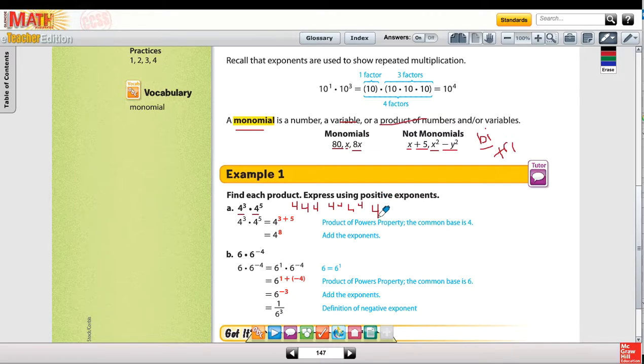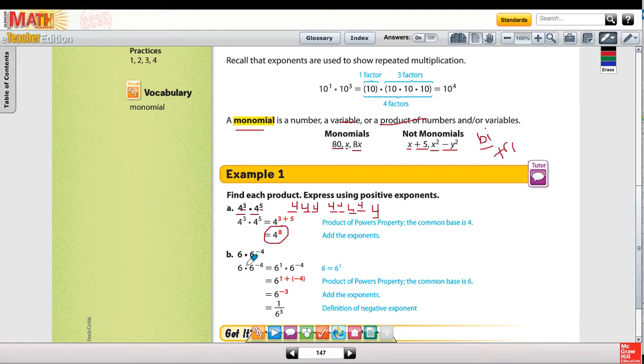So it's not some made-up rule that you just add the exponents. It's because if you wrote out all of the 4s, we'd have 1, 2, 3, 4, 5, 6, 7, 8 of them. So we write that as 4 to the 8th power. The shortcut, or the rule, would just be to add the exponents.